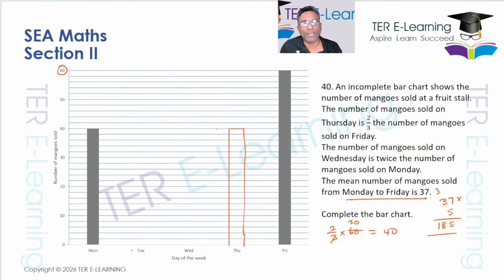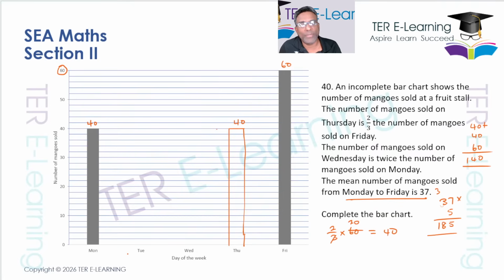Now, what can I do with that? On Monday, we sold 40. On Thursday, we sold 40. And then on Friday, we sold 60, right? So if I add that up, this will be 40 plus 40 plus 60. That's going to give us 140, right? When we add up Monday, Thursday, and Friday.